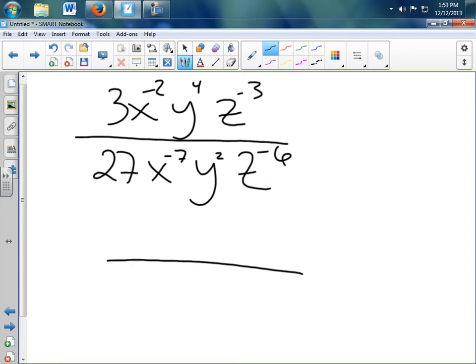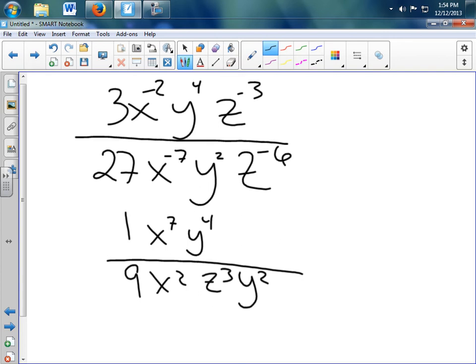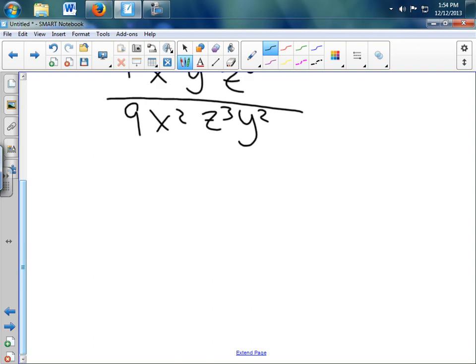Now I can't simplify any letters, so I'm going to simplify this down to 1/9. Hopefully you see that and everyone's good on that. X is going to go to the bottom, that becomes x squared. X is going to go to the top, it's going to become x to the 7th. Y is already there, it's already positive. Z goes down to the bottom. Y already stays there. You may have Y's and Z's everywhere. It's okay. And Z goes to the top. I have gotten rid of all my negative exponents.